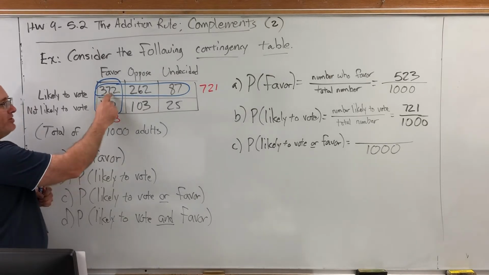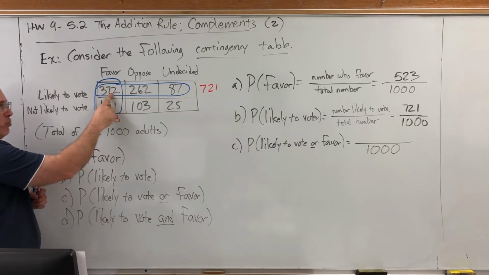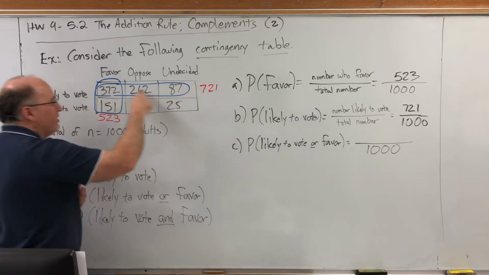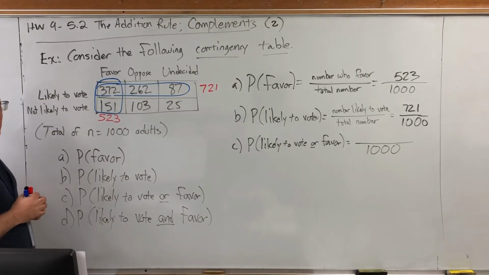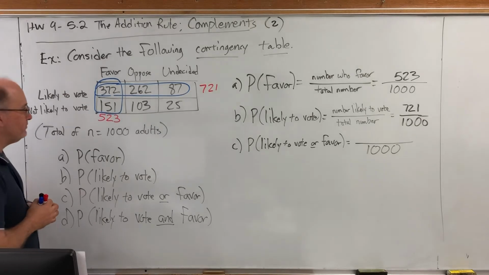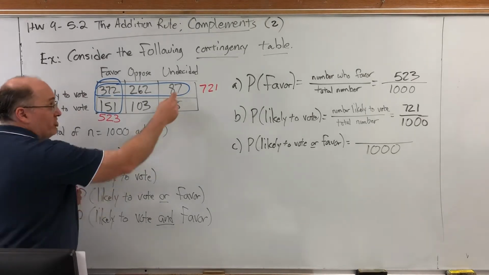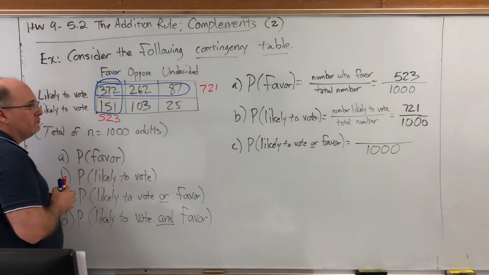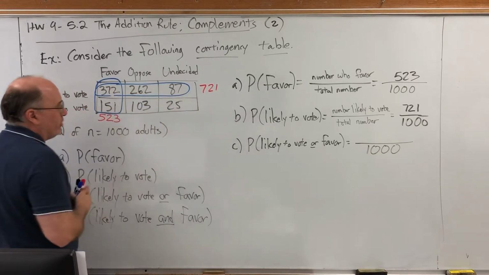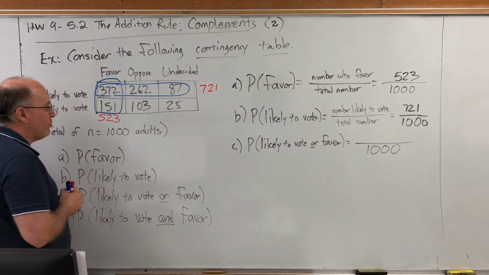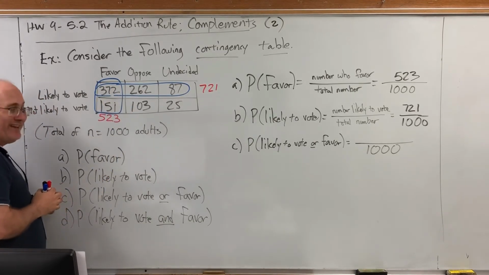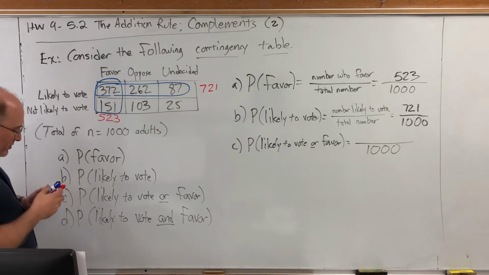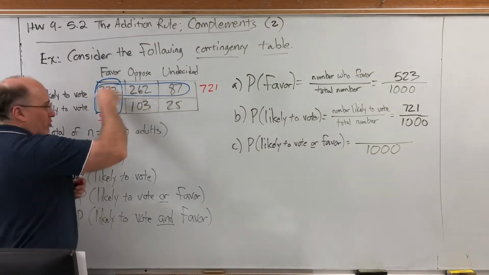We double counted these 372 people. These 372 people were counted once when we added to get the 721 and once when we added to get the 523. So how can we find the correct number? Well, there's a couple of ways. Number one, we can just add these four numbers. Number two, we could add the 721, we could add the 523, but then subtract 372 once because we accidentally added it twice. Let's go with the first approach where we just add the numbers that we're looking at.